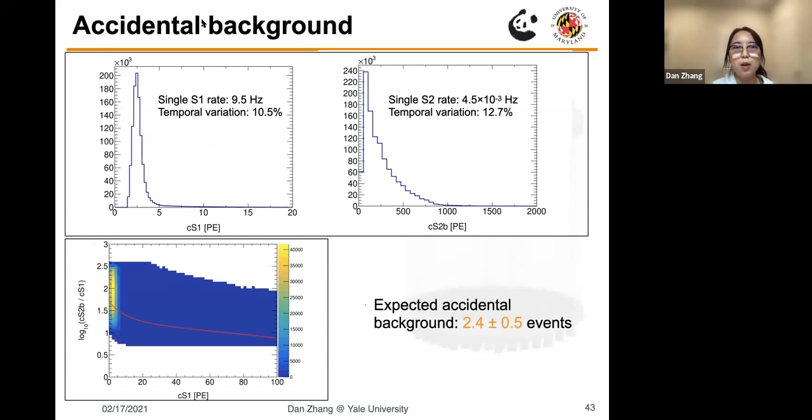And accidental backgrounds are coming from the coincident pairing between single S1s and single S2s to mimic some physical events. And the single S1s are likely coming from the dark rates in a PMT. And some of the single S2s are coming from the free electrons that stay right under the liquid gas interface and are pumped out very randomly. And this part, compared to the neutron or the surface backgrounds, is a large amount in the region with S1 smaller than 10 PE.